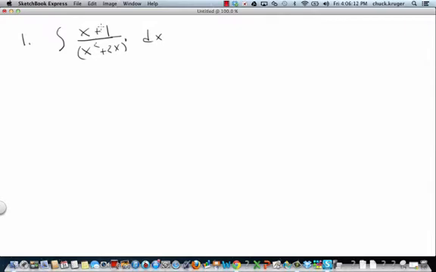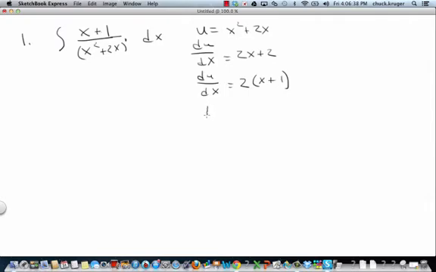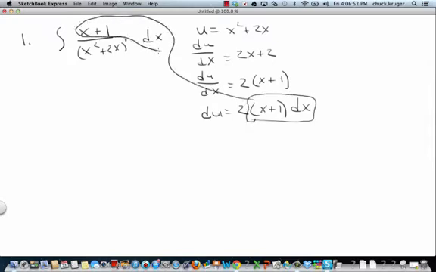X plus 1 is simply that divided by 2. So it looks like there's a relationship. So I'm going to let u be x squared plus 2x. It means du dx, excuse me, is equal to 2x plus 2. Well, that means du dx is equal to 2, and I'll factor out the x plus 1. And then I have du is equal to 2 times x plus 1 times dx. Well, this is the part that I want. This is the part that's going to substitute in for this right here.